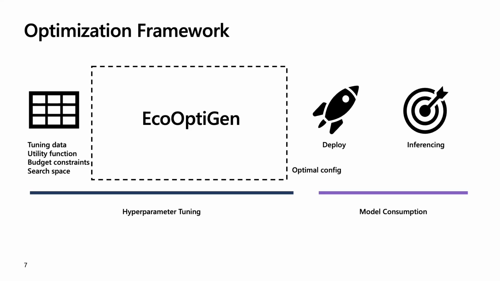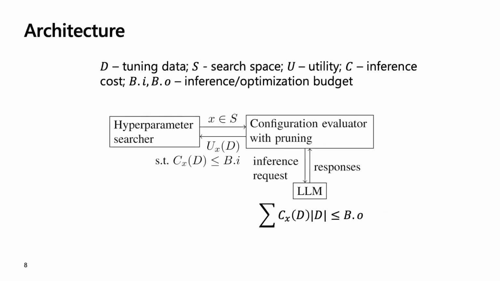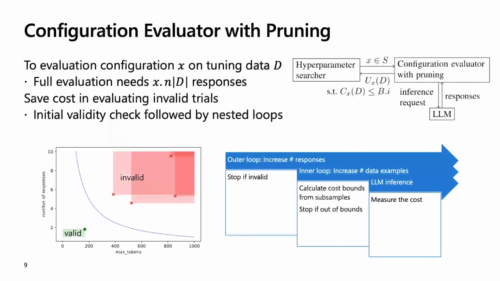The previous slide explains the default search space when users don't provide it. Let me explain the other input. This is our architecture. It includes a hyperparameter searcher and a configuration evaluator with pruning. The hyperparameter searcher we use is blend search. Now let's discuss the configuration evaluator.